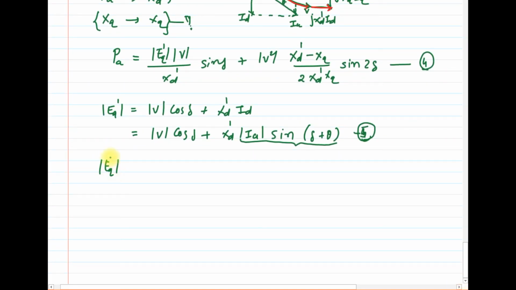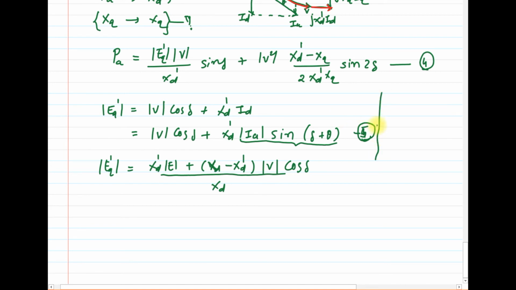EQ dash under the transient condition, which is XD into E plus (XD minus XD dash). Just verify it by yourself. I will directly write down the final equation. Cos delta divided by XD dash. Clear?